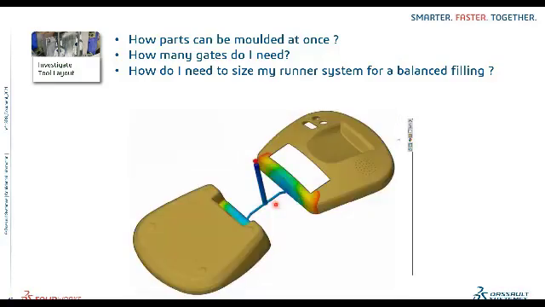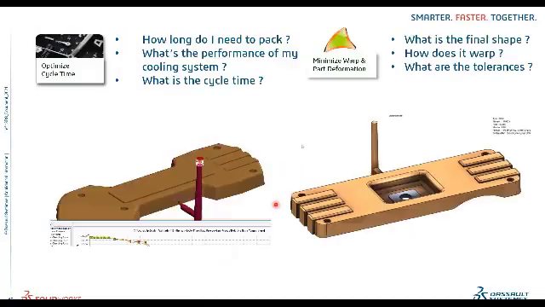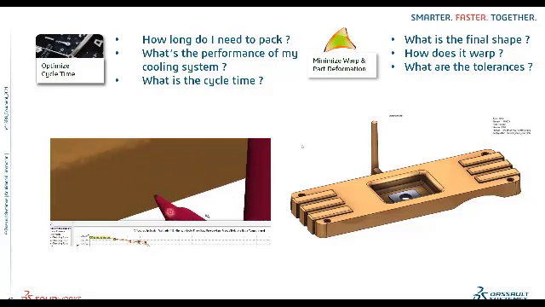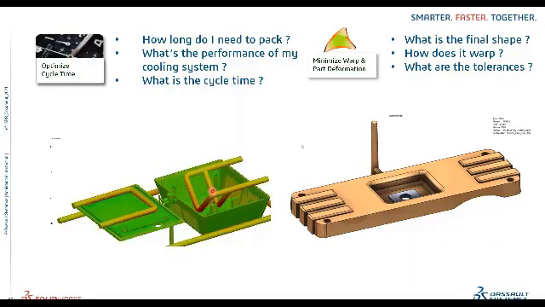And if that's the case, let us increase the size of the runner system or increase the pressure, increase the velocity of it in order to address all these challenges. And also, how many gates do I need to solve this particular problem? So here we can have the optimization of the cycle time. So here we can see the material and the cooling system as well.